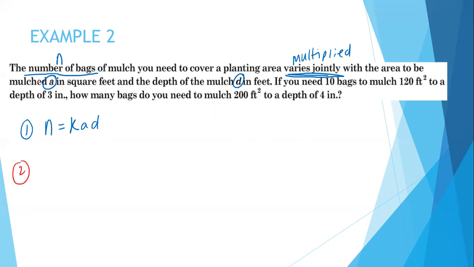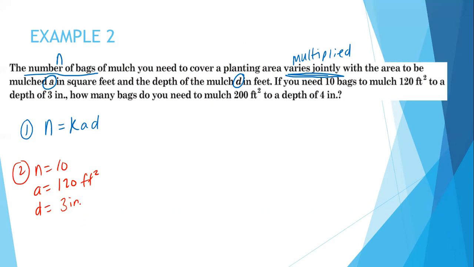Step 2 is to use the information that's given. So it tells us if you need 10 bags, so I know N equals 10, to mulch 120 square feet. So A equals 120 square feet to a depth of 3 inches, and D equals 3 inches. And we can use this to solve for our K. The thing here is, what do you notice about A and D? They're 2 different units, right?